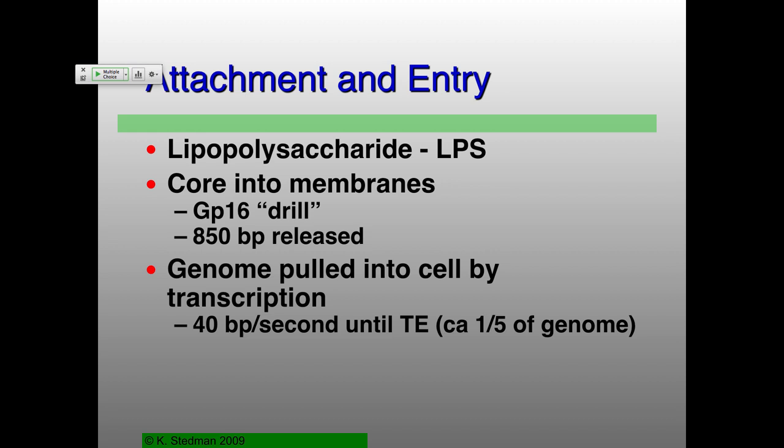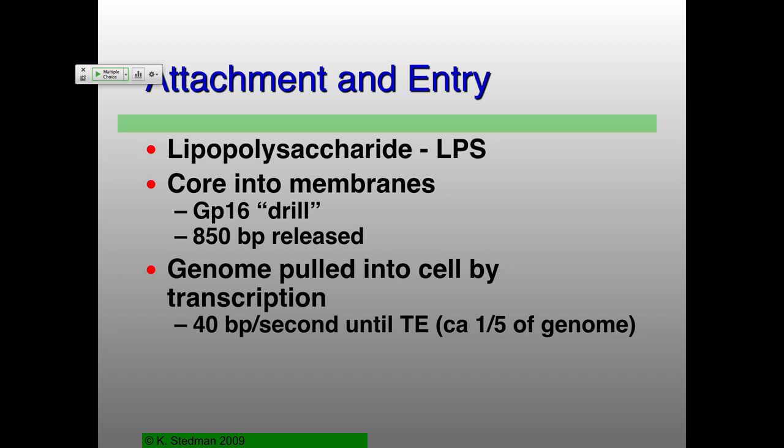One of the neat things about the bacterial RNA polymerase is it's also got helicase activity. It moves the genome. So literally what it does is it starts to pull the genome inside the host. And we'll see how that works a little bit later on. But first I wanted to briefly talk about how this binding and the core takes place.